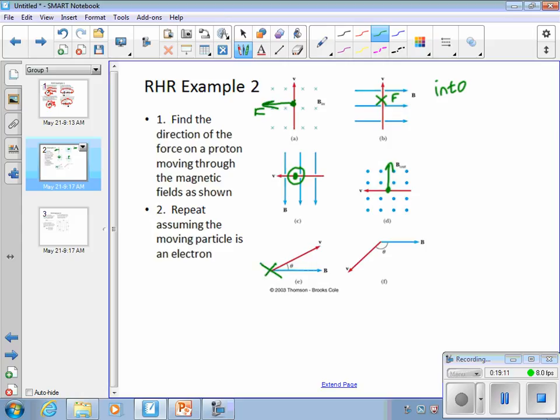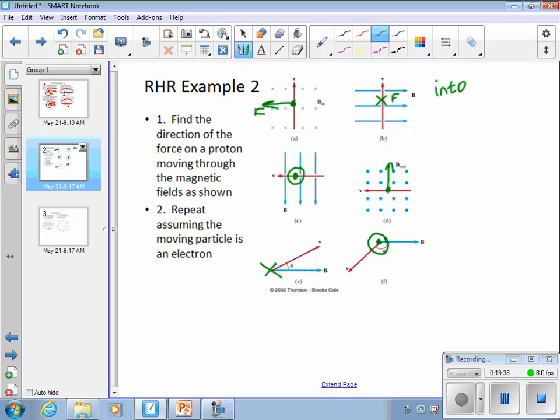And same thing here. B is apparently on the X-axis, so the V is on which axis? On the Y, or at least the part I care about is on the Y-axis. So that means, which way is the force going? Out of the page. Should I draw that how?